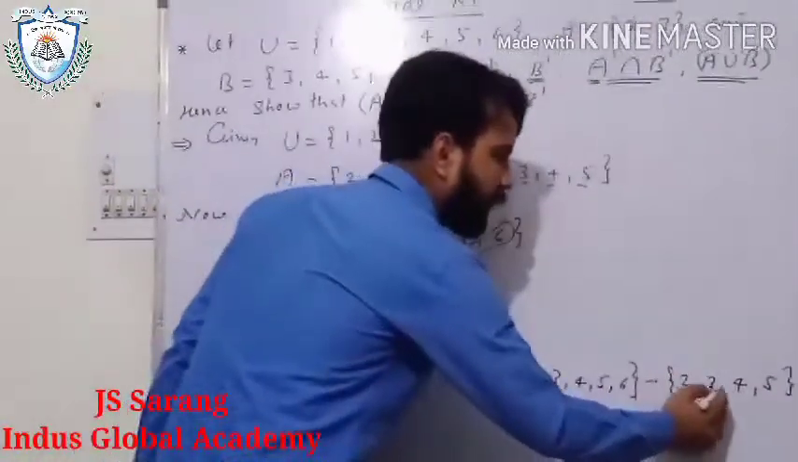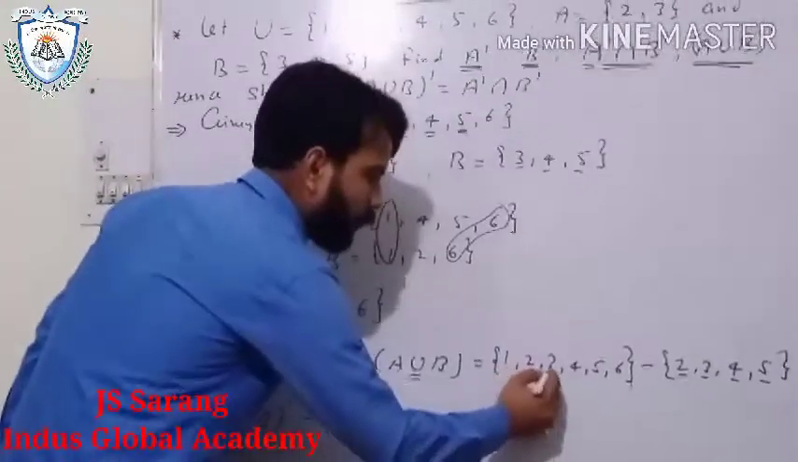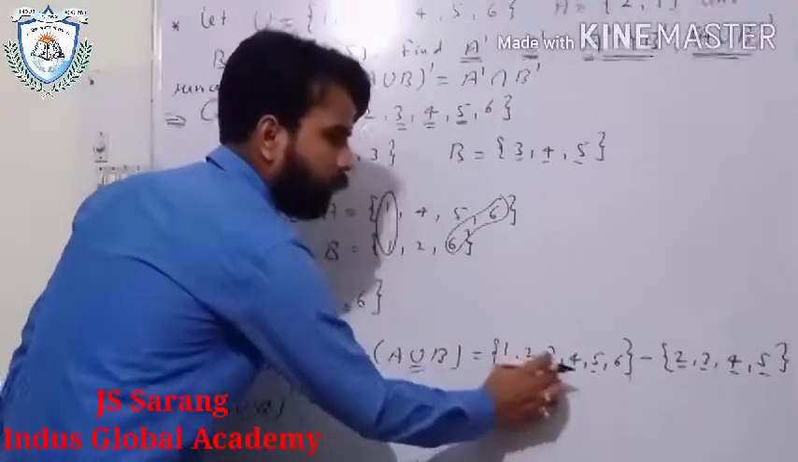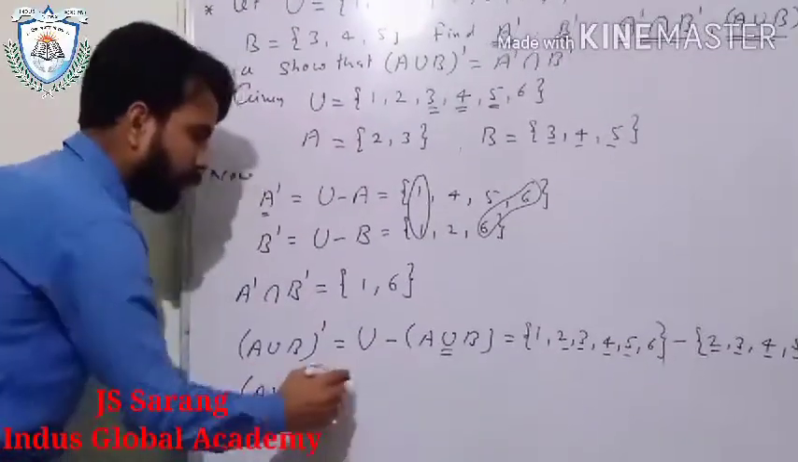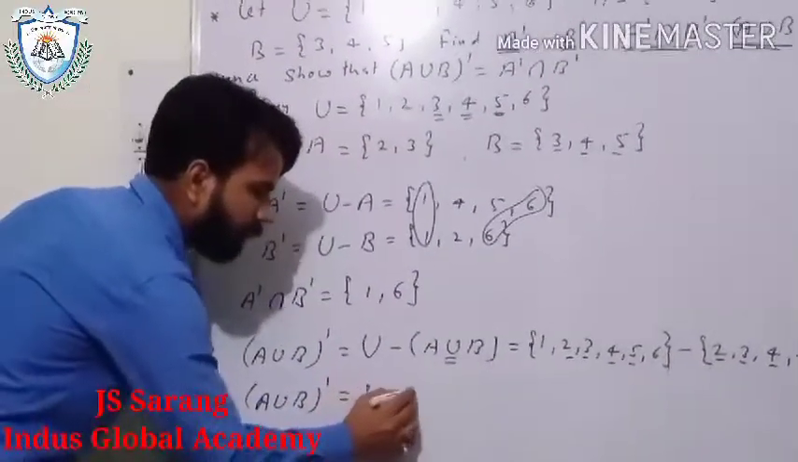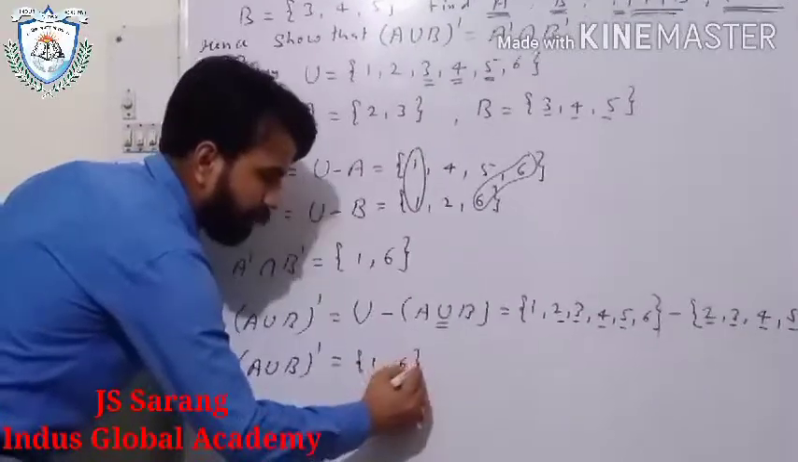So 2, 3, 4, 5. We will remove them. So what is left? 1 and 6. So A union B whole complement is {1, 6}.